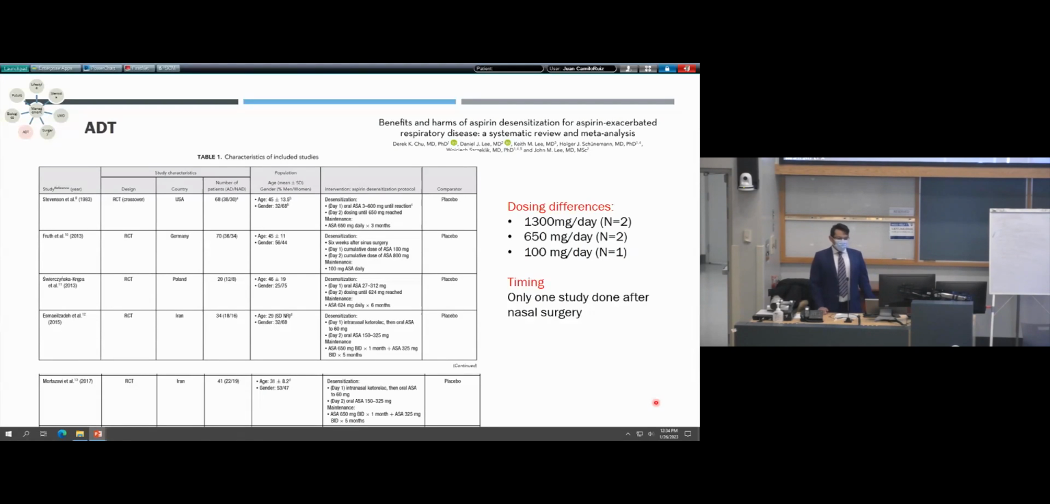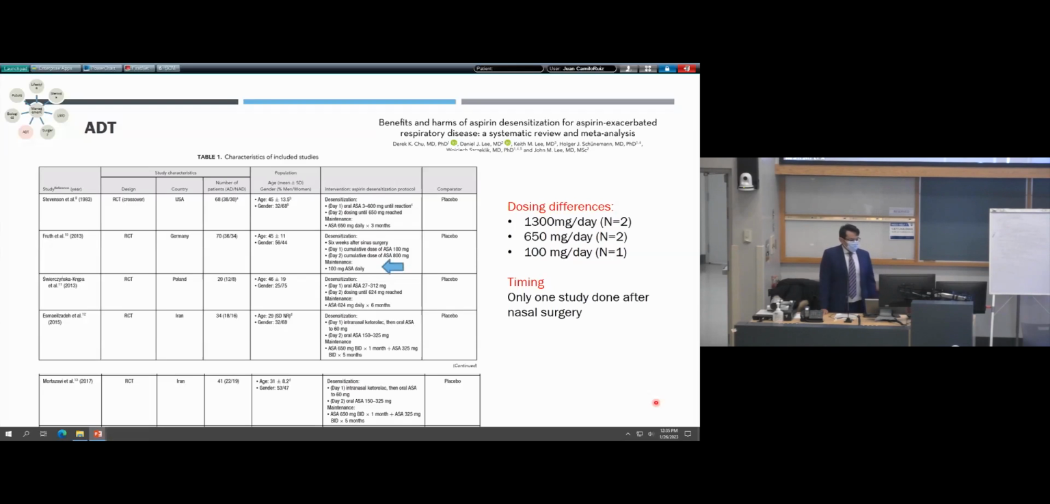The first thing that comes to mind is that there are different doses used. So as part of the heterogeneity in the field, some of the studies use the higher dose of 1,300 milligrams a day for aspirin, which is the highest dose. The other 2 studies used 650 milligrams a day. And then one of the studies used a low dose of 100 milligrams. Unfortunately, we know that the 100 milligram dose is not effective. Anything below 650 a day is really not useful.